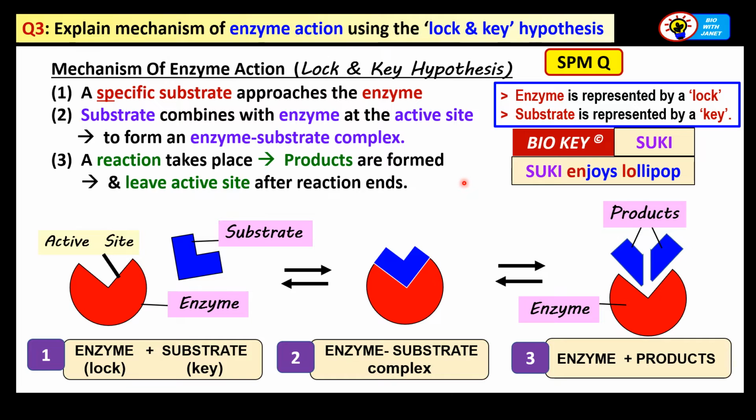Take the enzyme first, lactase lactose complex. So it depends on the question. If the question is very specific with the names of the enzyme substrate, you have to also follow that when you state the name of the enzyme substrate complex. Now next, a reaction takes place, products are formed. This is the third diagram. So this shows you the enzyme and the products. Then the products will leave the active site after the reaction ends, and the enzyme is unchanged. So it is free to participate in another catalytic reaction again.